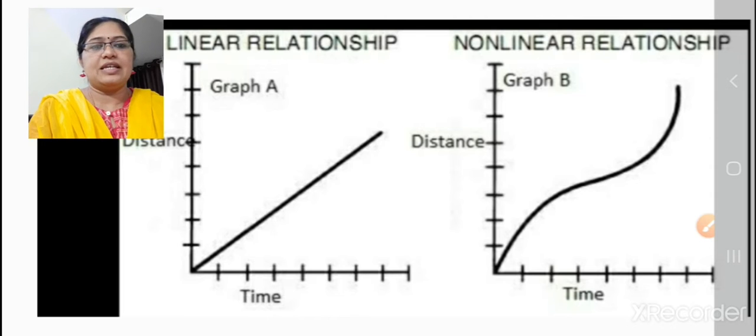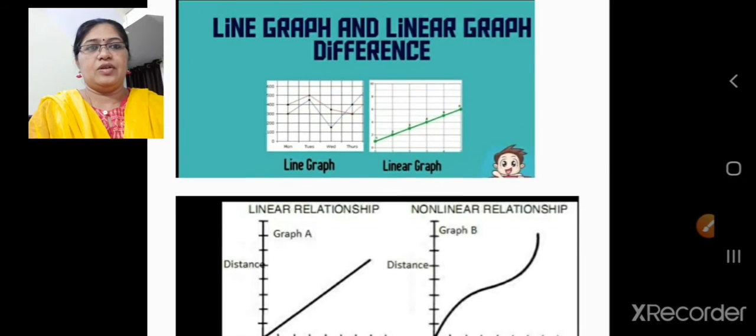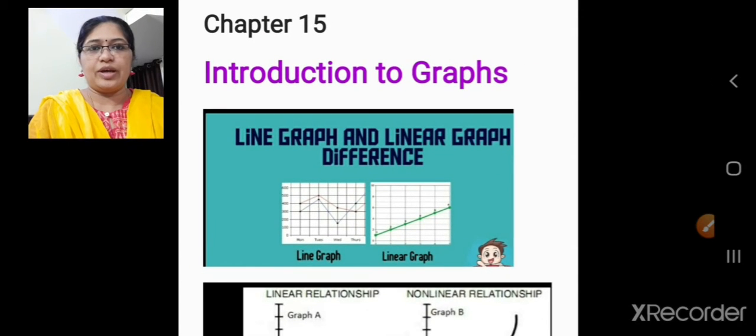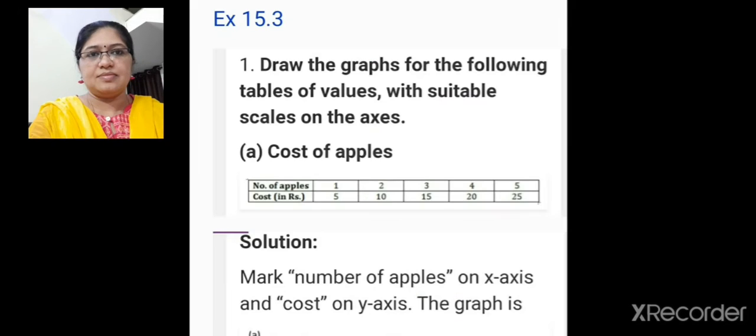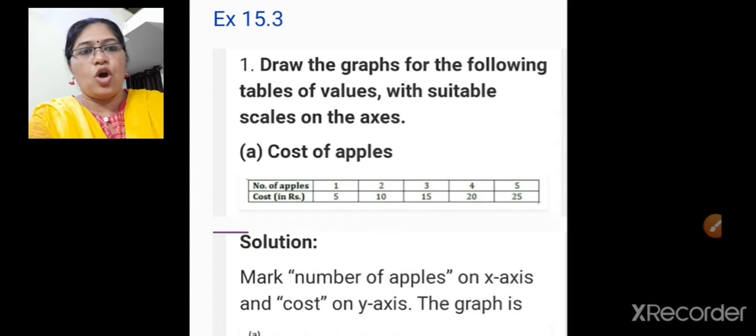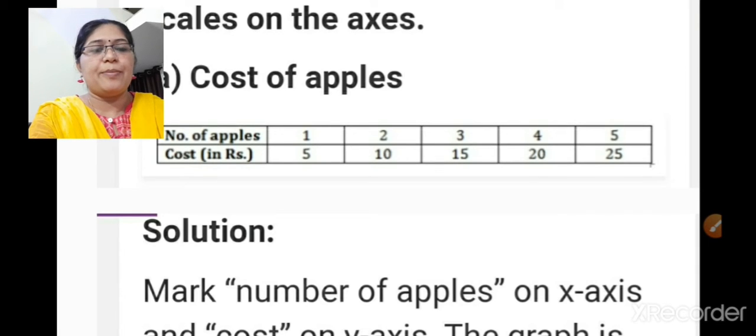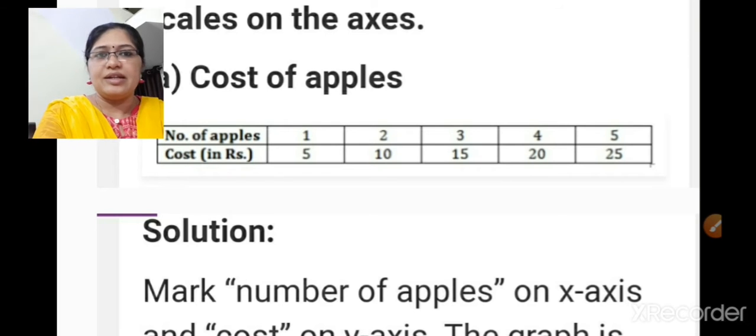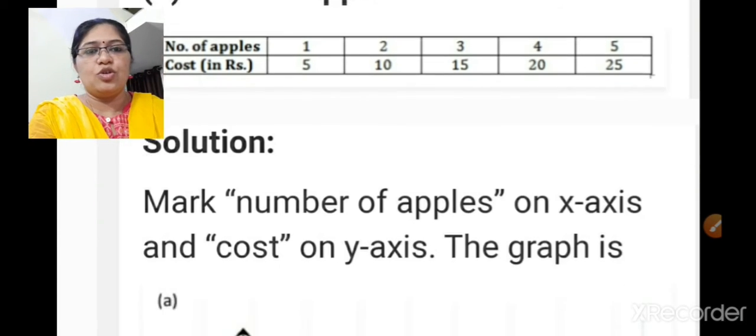Now let us see the first question. We'll go to the exercise problem. We'll start drawing the graph. We'll see the first question of exercise 15.3. Draw the graphs for the following table of values with suitable scale on the axis. So cost of apples is given, that is number of apples and cost in rupees. So one apple costs 5 rupees, 2 apples is 10 rupees, like that. So let us see the solution part.